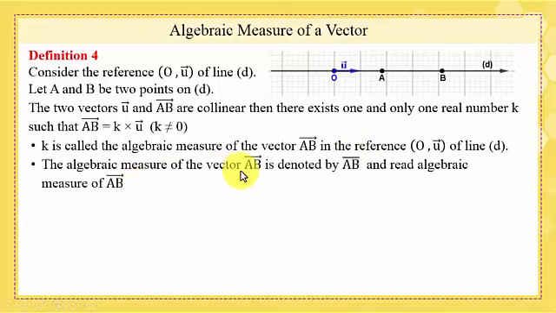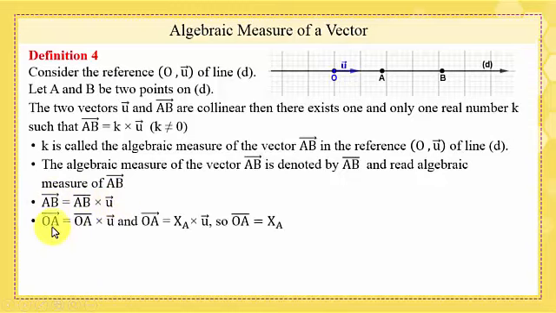The algebraic measure of vector AB is denoted by AB bar. This is the notation of the algebraic measure of vector AB. So we have vector AB equal AB bar times vector U. Vector OA equals OA bar times vector U, and vector OA is also equal to xA times vector U. So by comparison we get that OA bar equals xA. So the abscissa of A represents the algebraic measure of vector OA.